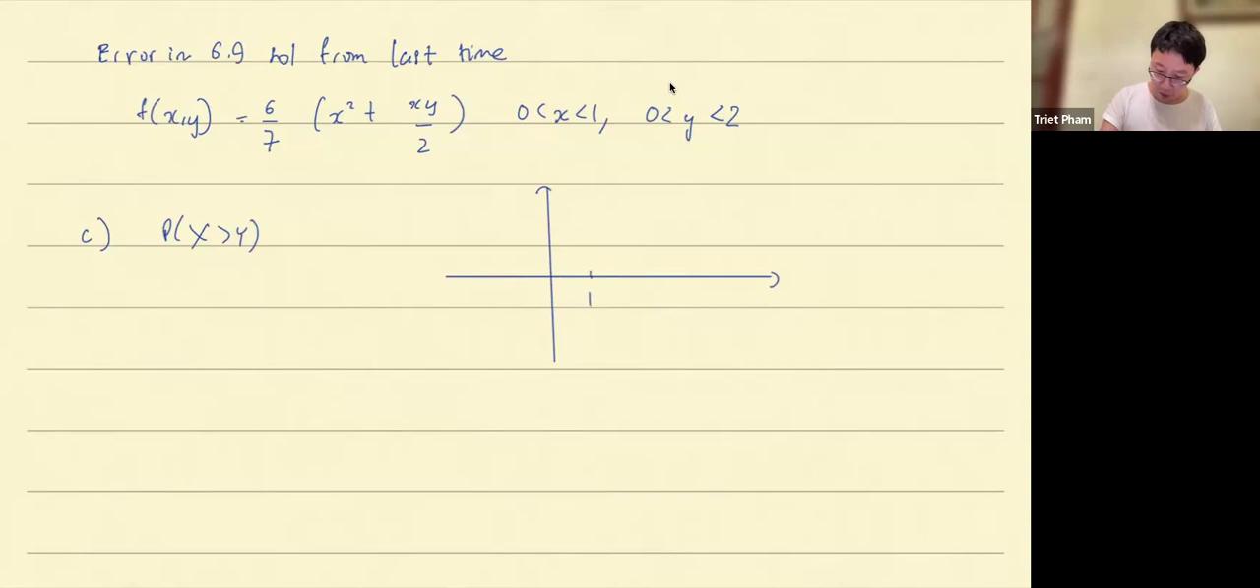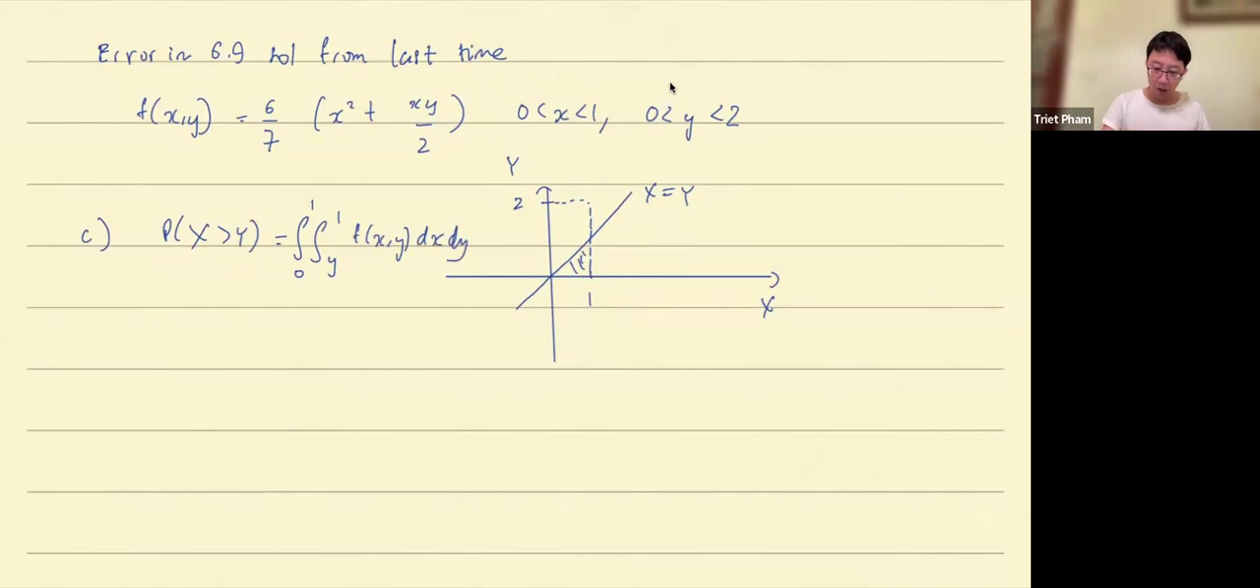First of all, the region, right? The support of the random variable is like this, right? So the line x equals y is this line. So the region, right? X bigger than y is this one right here. So it would just be the double integral, right? Of x from y to 1 and y from 0 to 1, right? Of the joint PDF. All right.